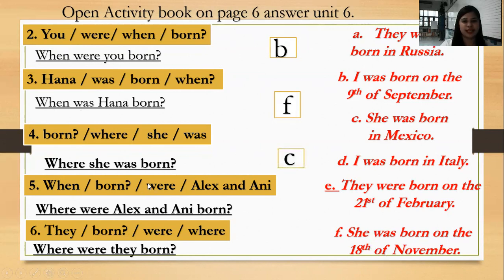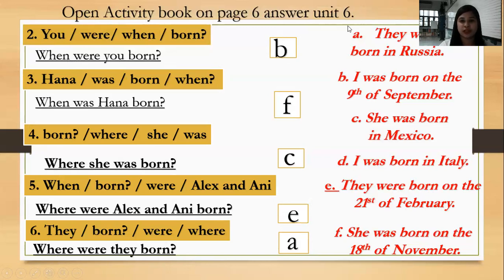And number 4 is letter C. Where was she born? She was born in Mexico. And number 5, where were Alex and Annie born? What is the answer? Letter E. They were born on the 21st of February. And lastly, where were they born? They were born in Russia. Very good. Again, let us read.